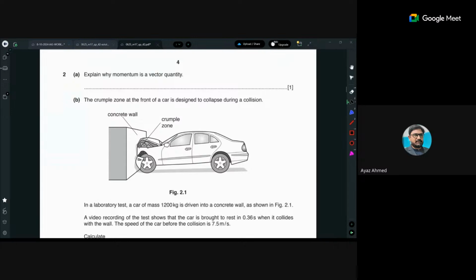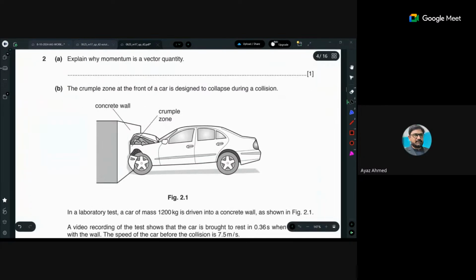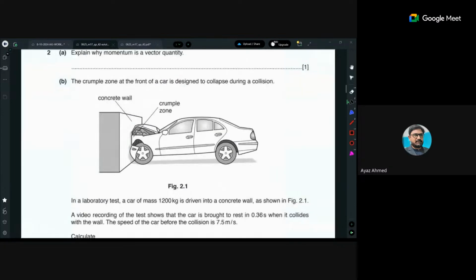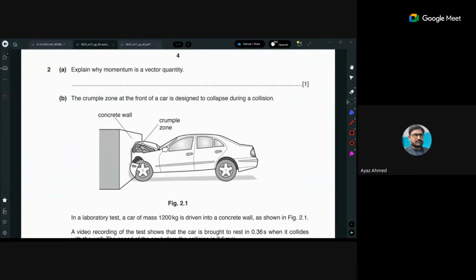Then in question number 2, we have a momentum question. I will do this in the solution. Now go back to this one. Explain why momentum is a vector quantity. Yes, because it depends upon direction. It has magnitude and direction, and changes with direction. Or you can say it has magnitude and direction, not magnitude and unit. Magnitude plus direction. Is it clear to all?